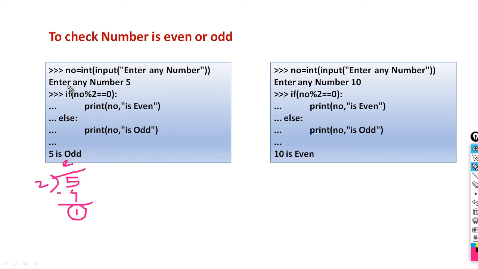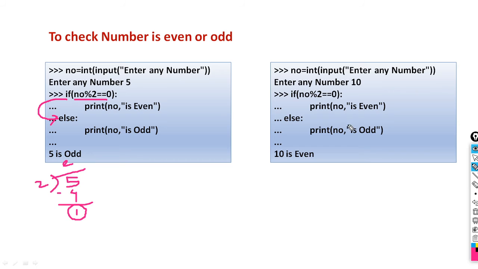So what does it do here? If no modulus 2 equal to 0 remains false for input 5, it will take your control to the else part, else it prints number is odd. So you will get output 5 is odd.